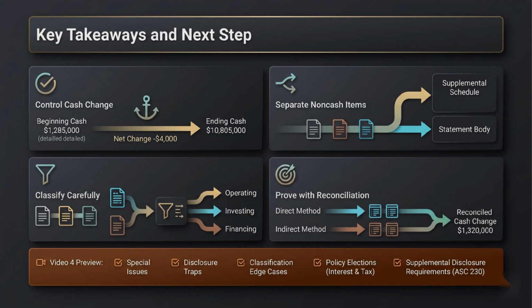In the next video, we will move into special issues and disclosure traps under ASC 230, including classification edge cases, interest and tax policy elections, and supplemental disclosure requirements.